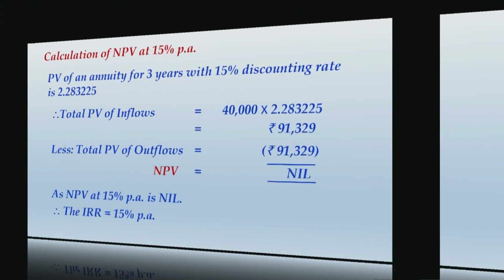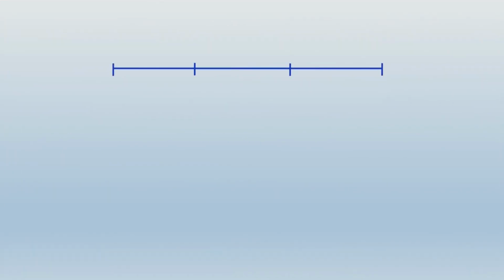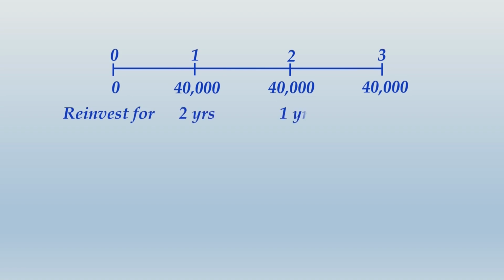Let us move ahead and now determine the future value of cash inflows. For this purpose, please observe the timeline where I have plotted years as 0, 1, 2, 3. The cash inflow at each of these points also is known. At 0 year there is no cash inflow, but at year 1, year 2 and year 3 there is cash inflow of 40,000 each year. Now, each of these cash inflows will be reinvested for the remaining period of project life. For example, cash inflow in first year will be reinvested for 2 years, cash inflow in second year will be reinvested for 1 year, and cash inflow in third year will actually not be reinvested.